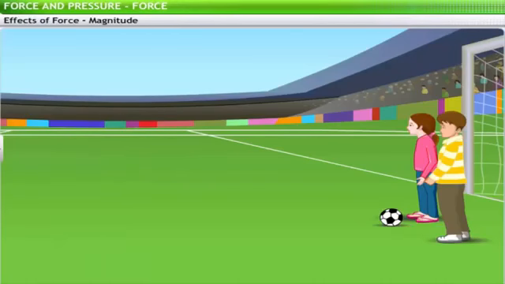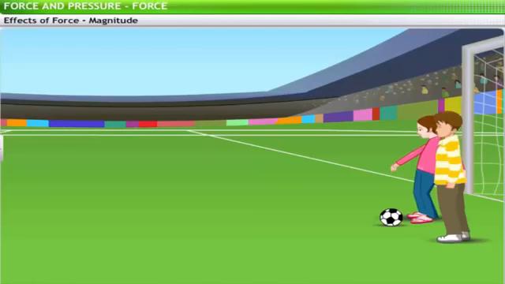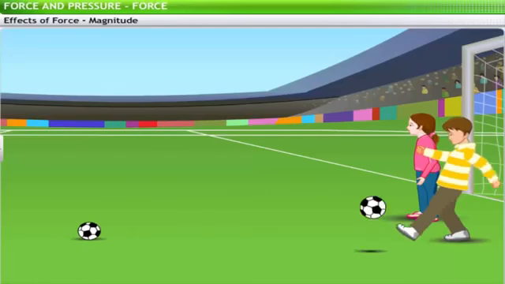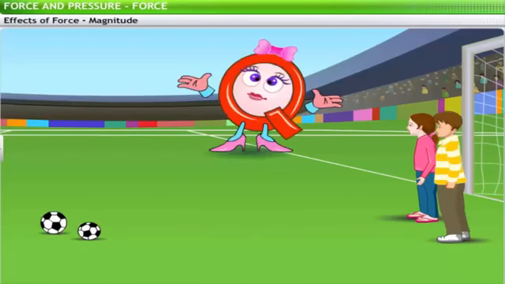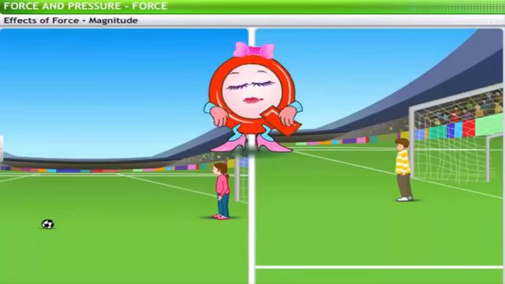I bet I can kick this ball farther than you can. Really? Let me see. Looks like James won. He could kick the ball further because he applied more force.